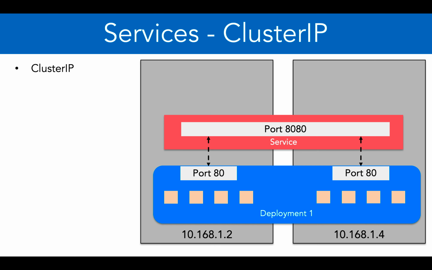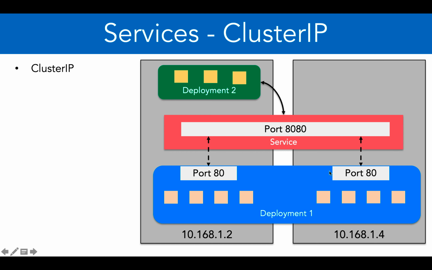So this is our existing setup. We have two nodes with IP addresses 10.168.1.2 and 10.168.1.4, with deployment 1 with 8 pods. Then we created a service and the service port is 8080. We do not have any node port. Now let's say we have another deployment which is hosting another application, and if this application wants to connect or communicate with the application in deployment 1, it will communicate using the cluster IP service.